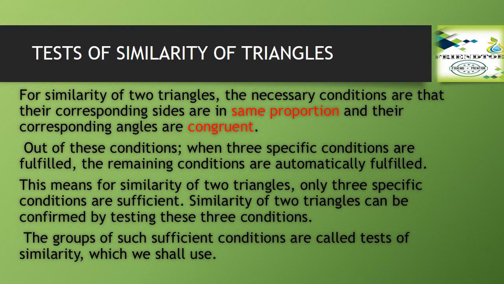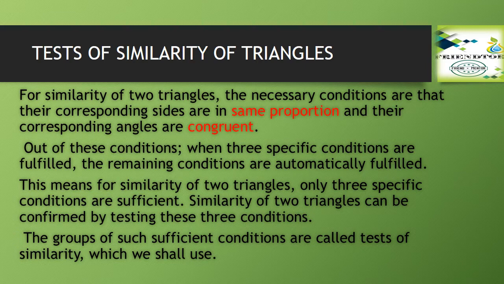That means two figures are in the same shape, or they are similar, when the corresponding angles are congruent and the corresponding sides are in the same proportion. The sides need not be congruent, they should be in the same proportion. Okay, for similarity of two triangles, the necessary conditions are that their corresponding sides are in the same proportion and their corresponding angles are congruent.